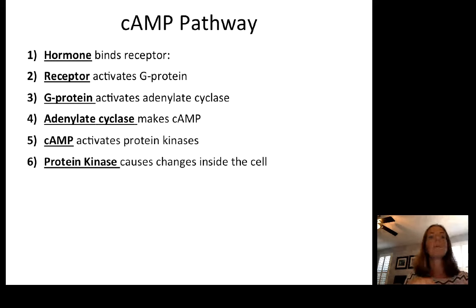So for example, you could have some enzymes. You phosphorylate those enzymes, you get more activity of those enzymes. You could have some receptors. You phosphorylate those receptors, suddenly you insert more receptors into the membrane. Channels, you phosphorylate a channel, you get channel insertion into the membrane, and then you can get large changes inside the cell. These are very general pathways.